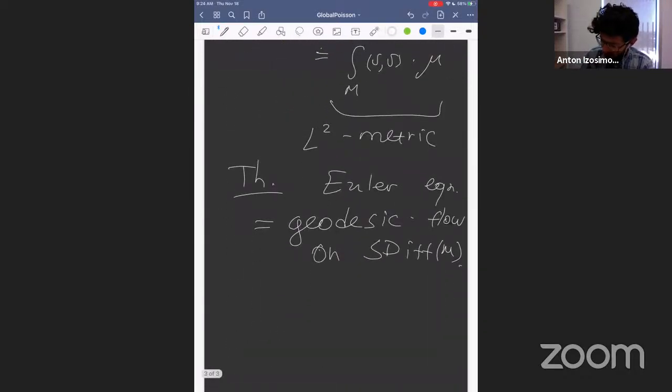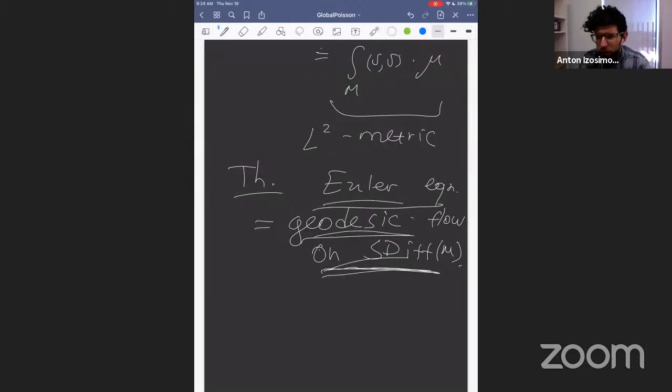But this just means that this geodesic flow has a symmetry because the metric is right-invariant, therefore the geodesic flow is also invariant with respect to this right action. And we need to mod out by the symmetry, and then what we obtain is the Euler equation.